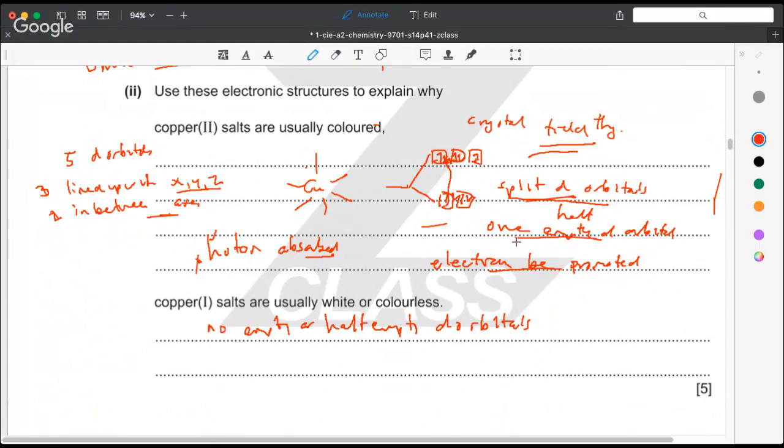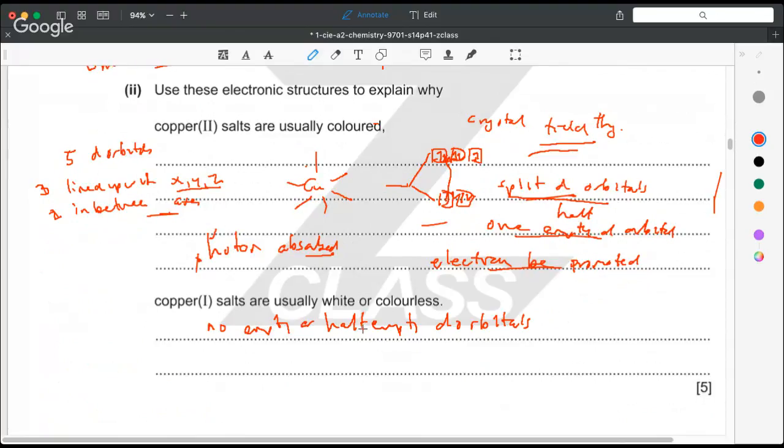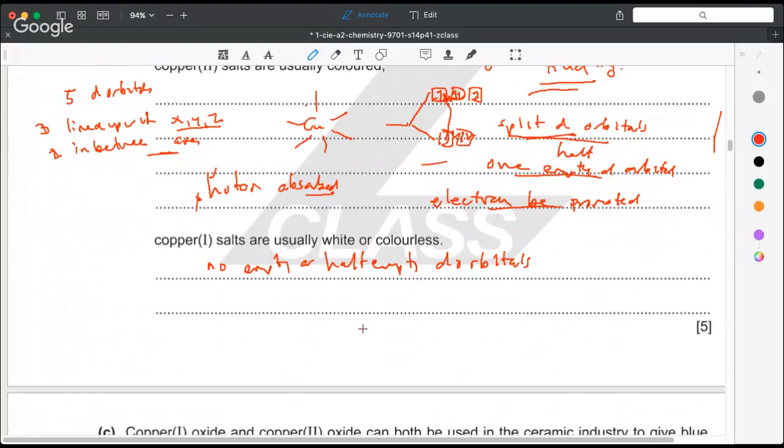I think most of the marks went up here. You've got more lines, haven't you? Looks like we had 4 points there, and here we're just getting an extra 1 point that there's no empty or half-empty d orbitals for the electron to be promoted. That's our 5 points.